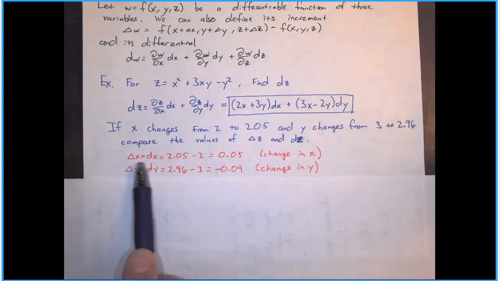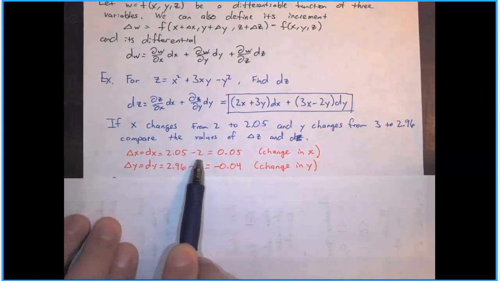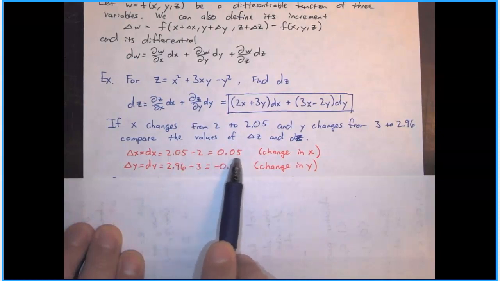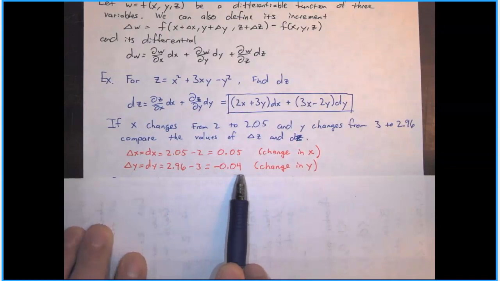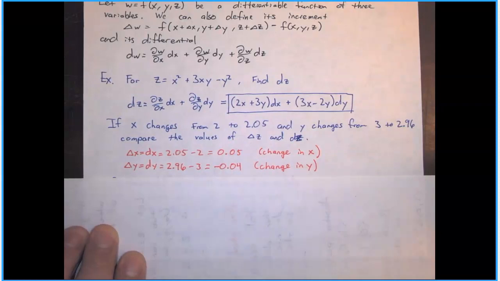So we're going to use delta x and dx and delta y and dy interchangeably, just say they're the same thing. To figure out the change in x, I look at where x stopped minus where x started, 2.05 minus 2, and that's 0.05. That's the change in x. Same thing for the change in y. It stopped at 2.96, it started at 3, so the change in y is negative 0.04. So these are my dx, dy, or my delta x, delta y, both of them.